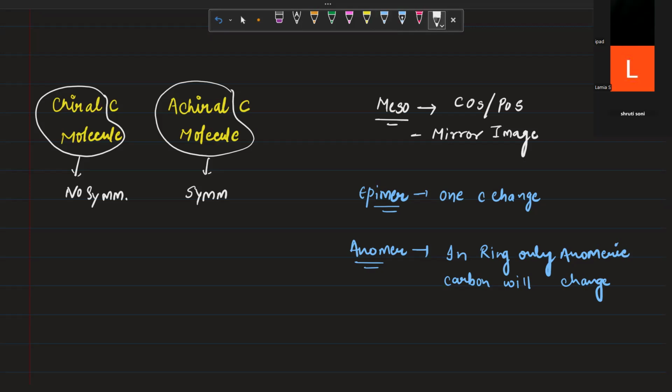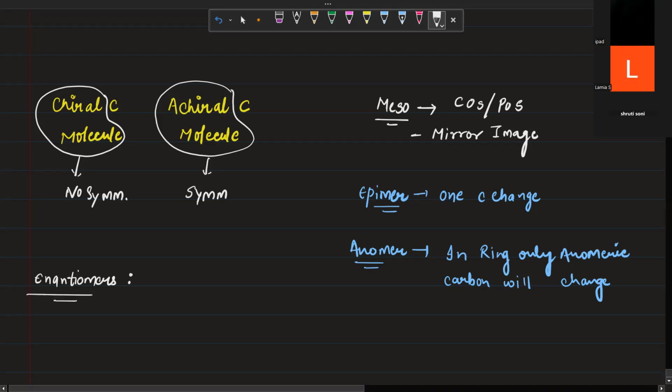Then enantiomer. What is enantiomer? Enantiomers are two different molecules where they are mirror images of each other. So they're symmetric, like there's a mirror image, or all of the chiral centers in that molecule have been changed. Very good. All chiral centers changed. Okay. Then what is diastereomer?